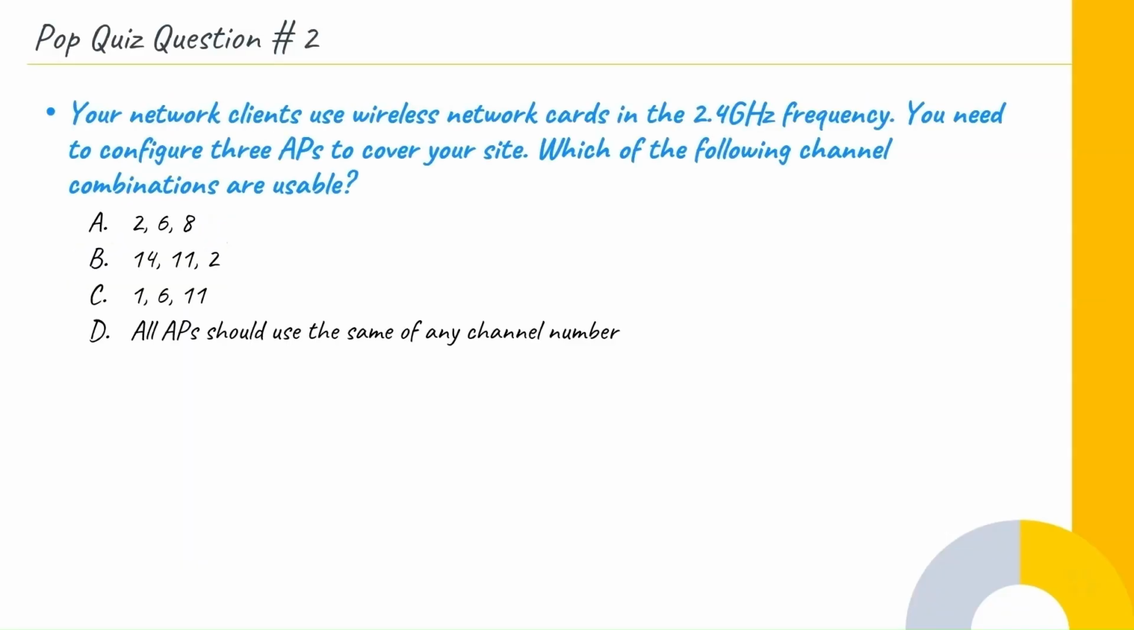All right, pop quiz question number 2. Your wireless clients use wireless network cards in the 2.4 gigahertz frequency. You need to configure the 3 access points to cover your site. Which of the following channel combinations are usable?